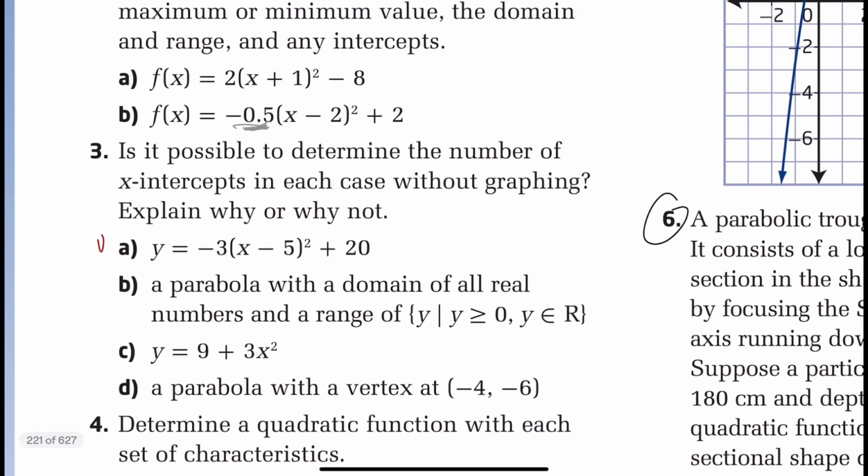For the number C, y is 3x squared plus 9. So there is no horizontal shift, but there is a vertical shift of my graph. So my graph is same as x squared, but just goes up 9. So the vertex is (0, 9). So this graph will never touch the x-axis because it is upward, and the vertex, the minimum point, is (0, 9). So this will never touch the x-axis. Good.